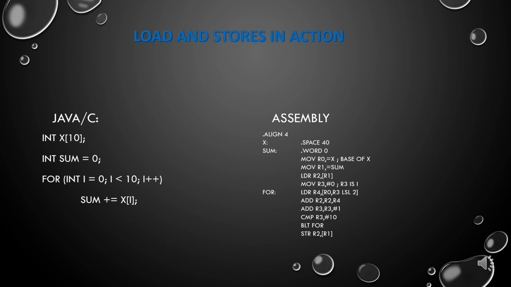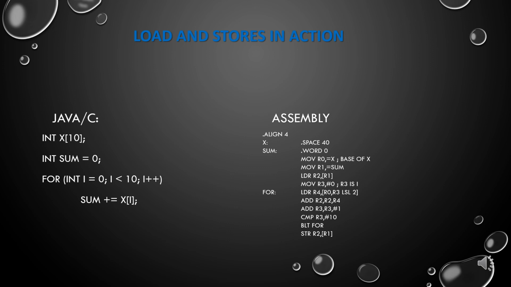So its code in assembly is .align 4, which gives each number 4 bytes, and the list x, which is .space 40. So 40 over 4 is 10. So we're giving the list a size of 10, and we go over the sum. So we move R0 to be x, which is the base of x, and we move R1 to be the sum. So LDR R2, [R1], we load the value of the sum into R2, and we set R3 to be equal to 0, which is the one we're using to initialize i.